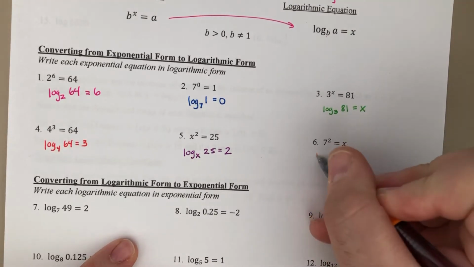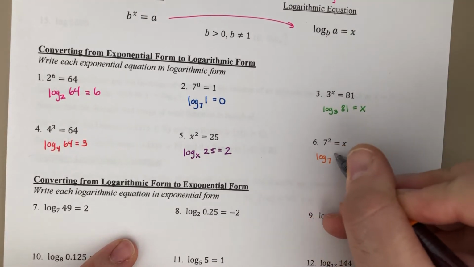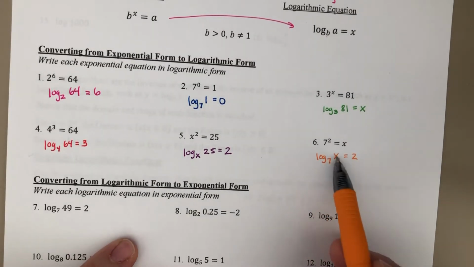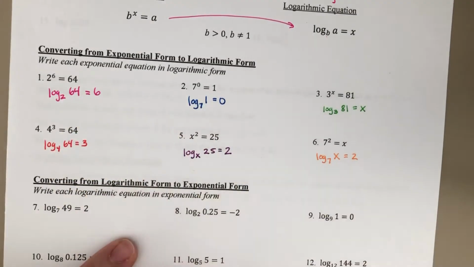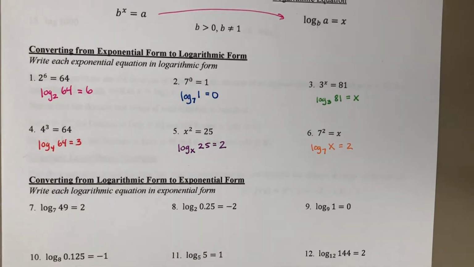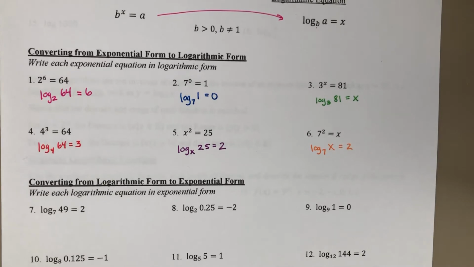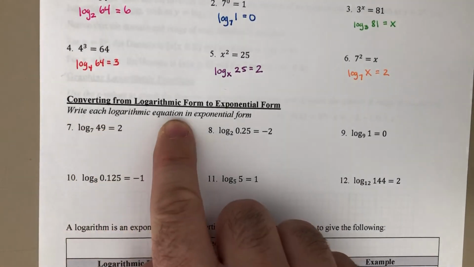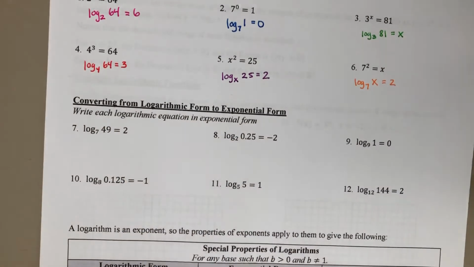So then this last one, log base 7 of x equals 2. So again, you can see where things are going. It's been the same all 6 examples. Okay, that's the conversion for doing these. Well, let's go the other way. If we give you the logarithmic form, can you put it back? Write each logarithmic in exponential. So go the other way.